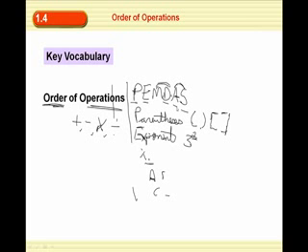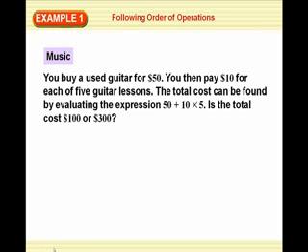So let's take a look at example 1, which, remember, you're writing with me, these examples. So example number 1, it says, music, following order of operations. You buy a used guitar for $50. You then pay $10 for each of 5 guitar lessons. The total cost can be found by evaluating the expression 50 plus 10 times 5. Is the total cost 100 or 300?